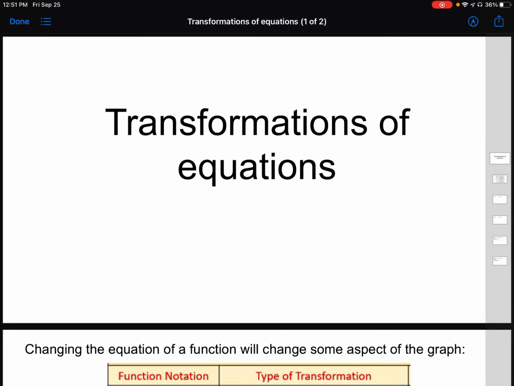In this lesson, we're going to be talking about what happens when you do transformations on equations of functions. Transformations is when you change something about it. You make it bigger, you make it smaller, you move it left, you move it right, you flip it over. Something changed with the function, which is easy to see on a picture because you can say, oh, look, there's the original, there's the new one. It obviously went to the right.